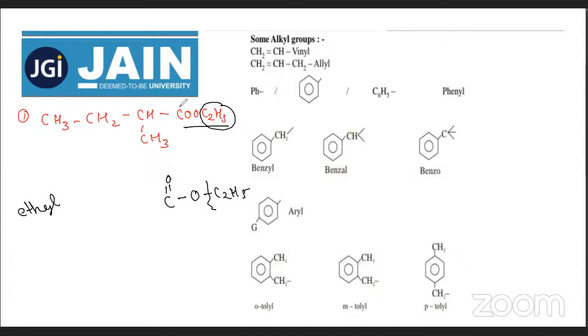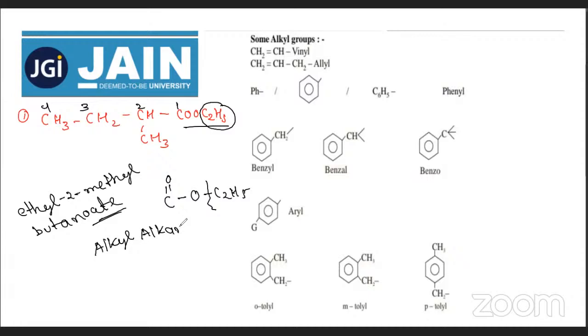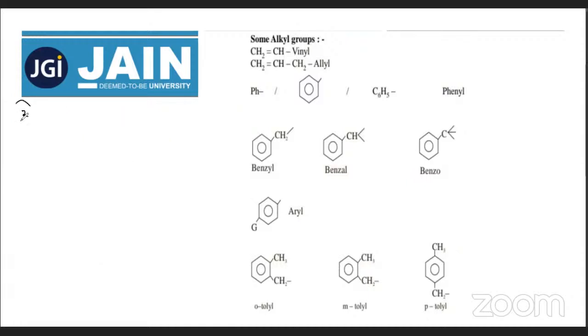After that, we should start numbering. I'll write it as 1, 2, 3, 4. So on second carbon, if you see, I have methyl group. So I write it on second, we have methyl. After writing second, I have how many carbons? 4 are there. So I write it as butanoate. This is how the ester is written. Ester is written as alkyl alkanoate. Let's see the next question.